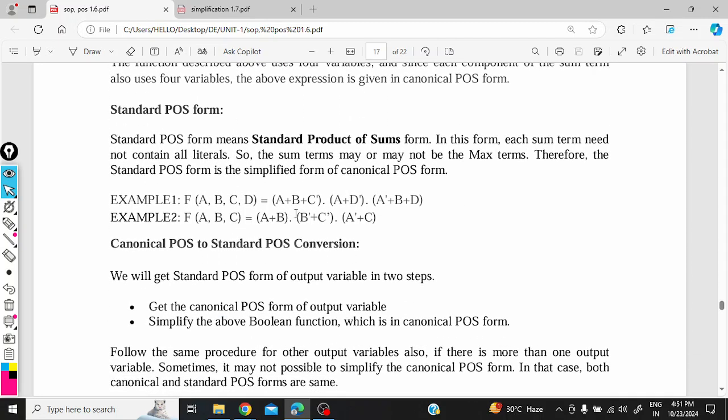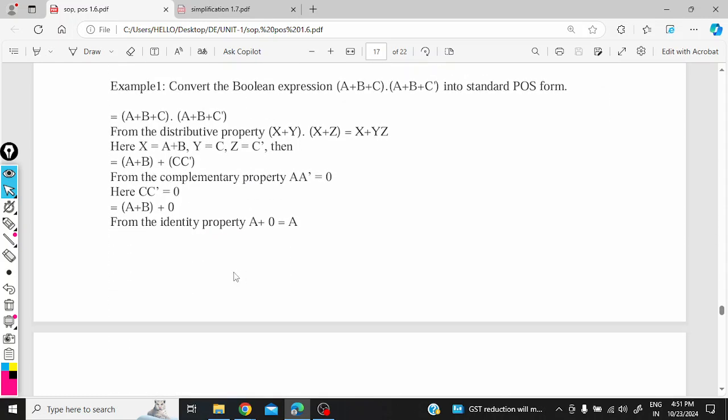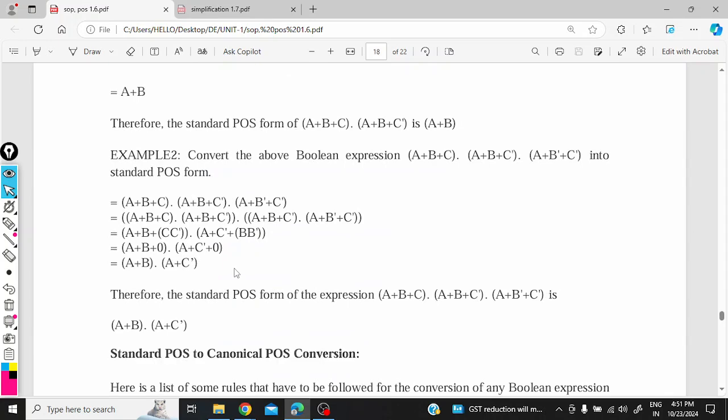Now in standard form, each sum term may or may not contain all the literals, so we call it standard POS form. If you observe this example, f of a b c d, the first term is a plus b plus c bar, so d is missing here. Then a plus d bar, here b and c are missing. Next is a bar plus b plus d, c is missing. So whether the literal is present or not, it is a standard product of sums, called standard form. If each sum term has all literals, then I call it canonical product of sums form. So these are the examples for sum of products and product of sums.